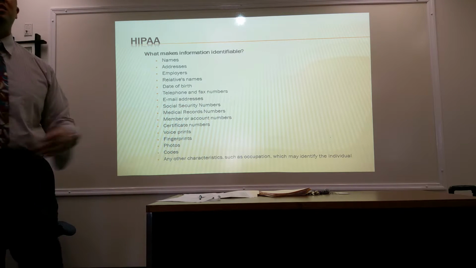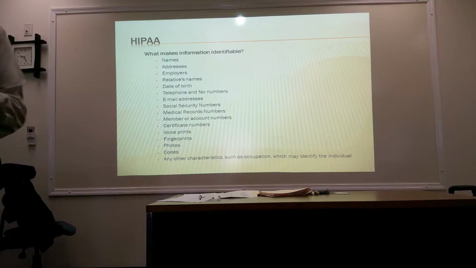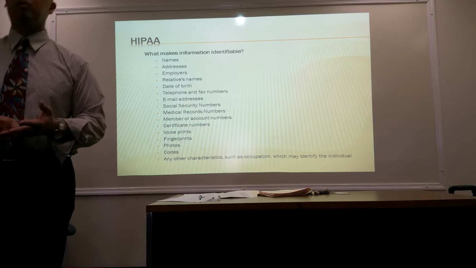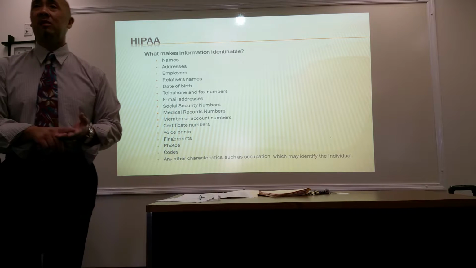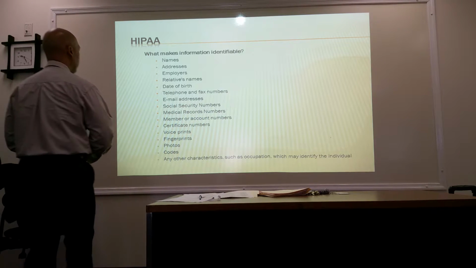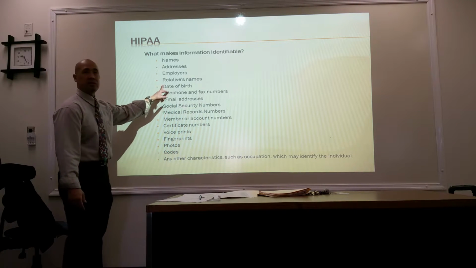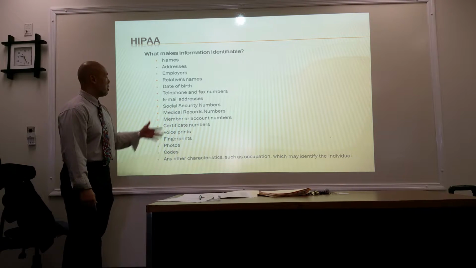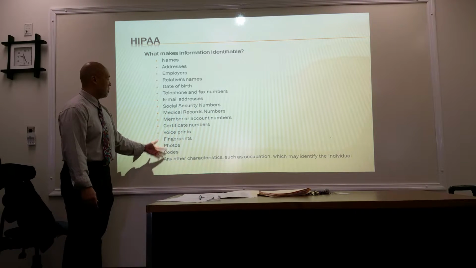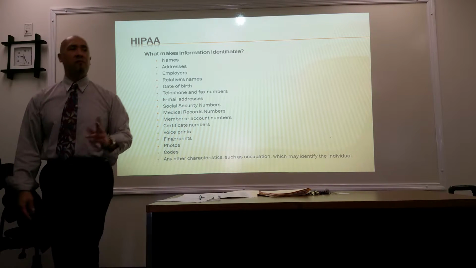So what is it that makes a patient or individual identifiable? Well, name, date of birth, social security number, driver's license. I mean, those are all pretty much obvious, right? But also what's included here are relatives' names, telephone and fax numbers, email addresses, medical record numbers. Okay, voice prints, fingerprints, photos. Oh, photos is a big one.